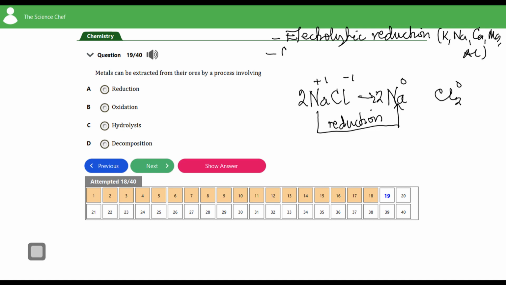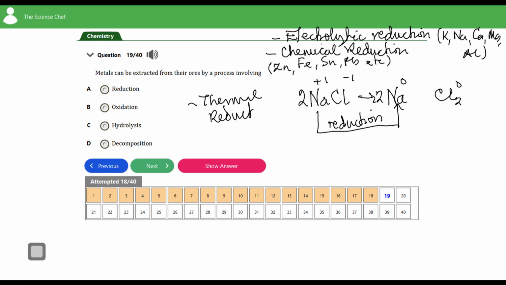Then we have the chemical reduction for the moderately reactive metals, using carbon as the reducing agent, either carbon or carbon monoxide as the reducing agent. You can extract metals like zinc, iron, tin, lead, etc. using reducing agents. You can extract these metals from their ores, right? Then lastly, we have thermal reduction, which involves just heating the oxide of the metal, like mercury oxide, heating mercury oxide to obtain mercury and oxygen, right, without using any reducing agent.